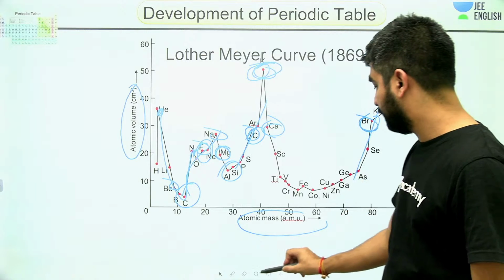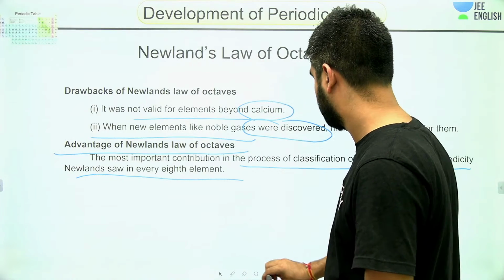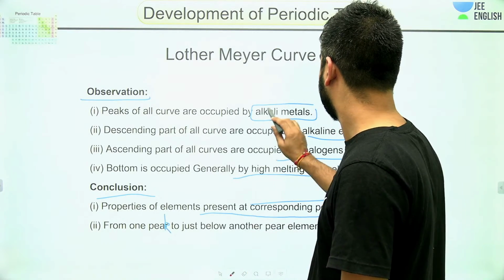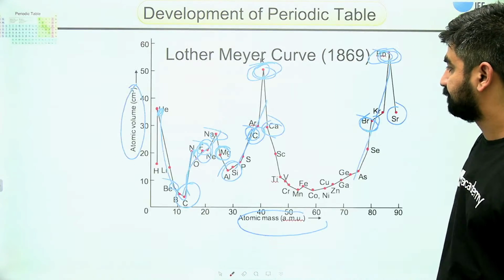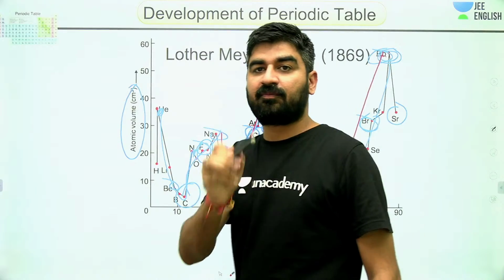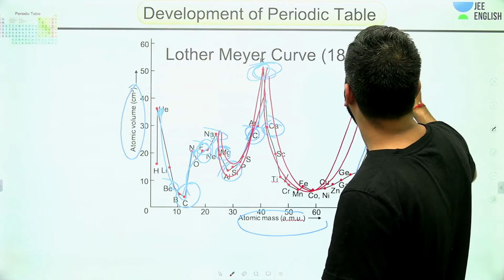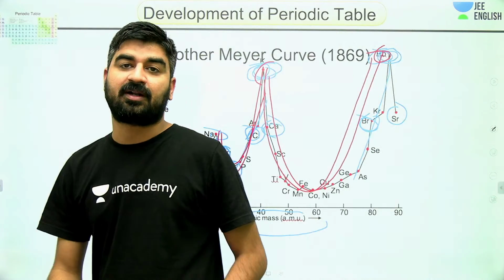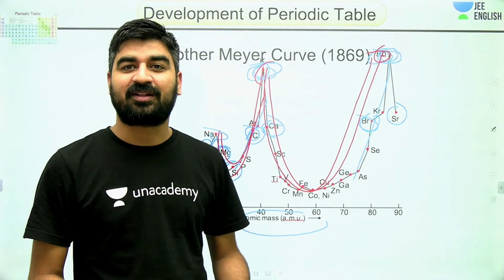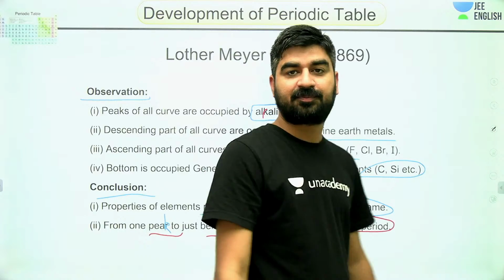Let me erase it. What he said, this is a period. This is a period. So he termed them a period because after every period the properties are repeating. Again, after every peak there is a descending part, then after every peak there is an ascending part. So we call them periods. From one peak to just below another, the elements form a period, right?